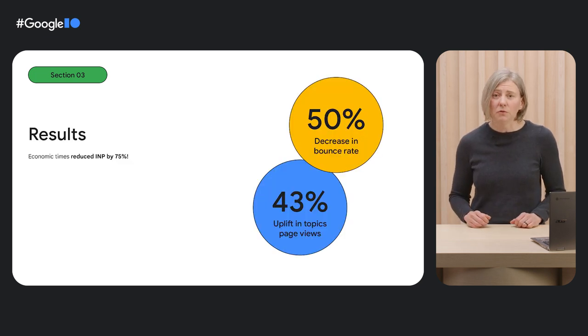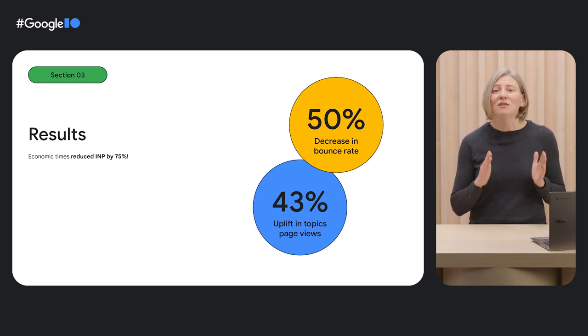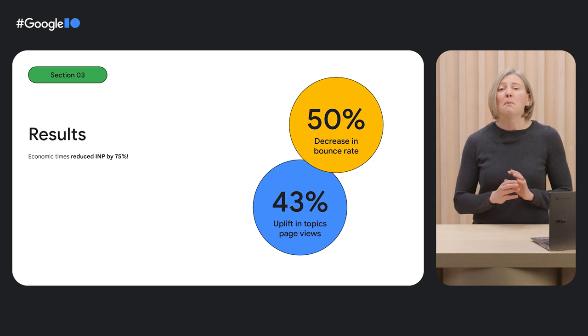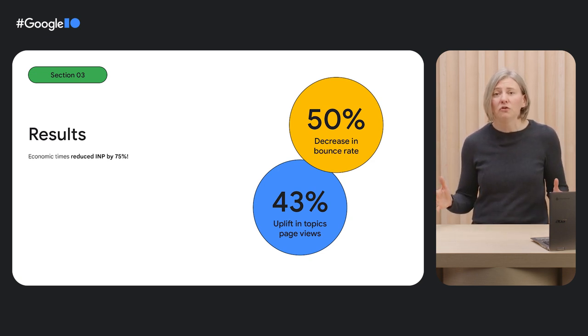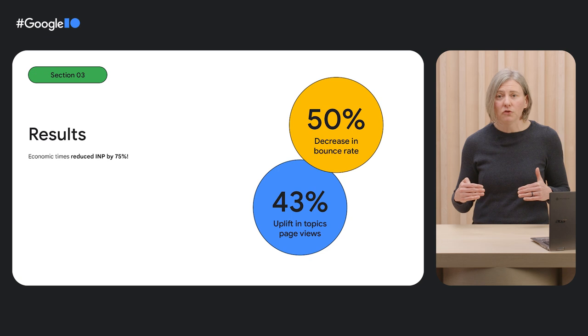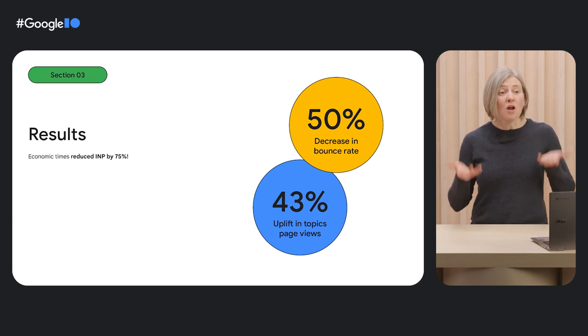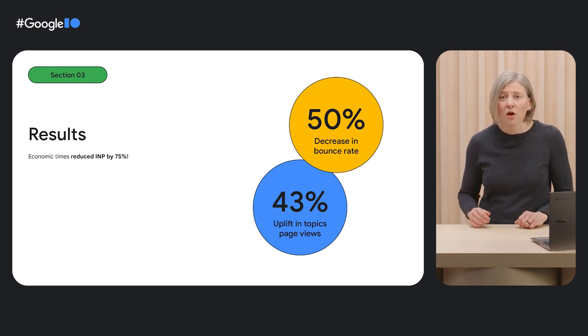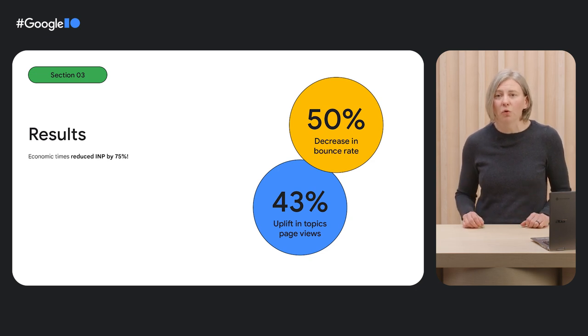After all of these optimizations, Economic Times saw INP on their topics pages reduced by 75%. This big improvement in user experience translated to big improvements to business metrics. They saw a 50% decrease in bounce rate and a 43% uplift in page views. With this success, Economic Times is going to press forward with this work, scaling these improvements site-wide.